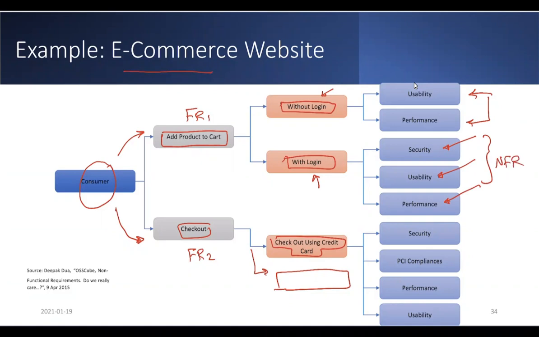Now, look into another subtask related to functional requirement 2, which is, after you added items or products to the cart, now it's time for checking out. When you check out using a credit card, what are the main non-functional requirements that must be stated clearly? We're looking for security requirements, of course. You don't want anything to steal your credit card number. You're looking for PCI compliance, which is a security standard. We're looking for performance requirements, as well as usability requirements.